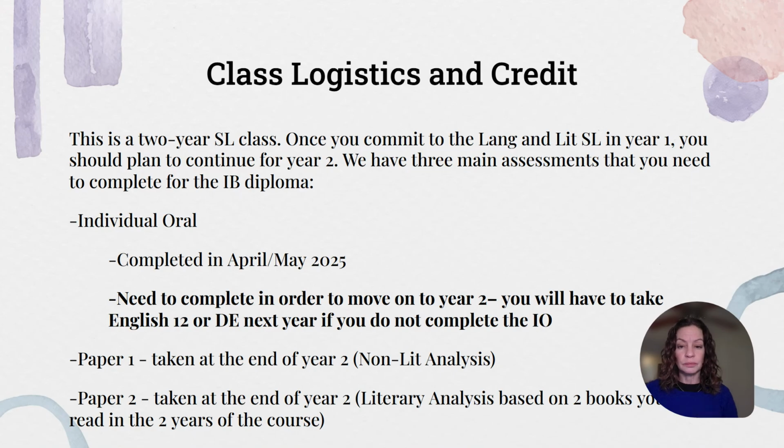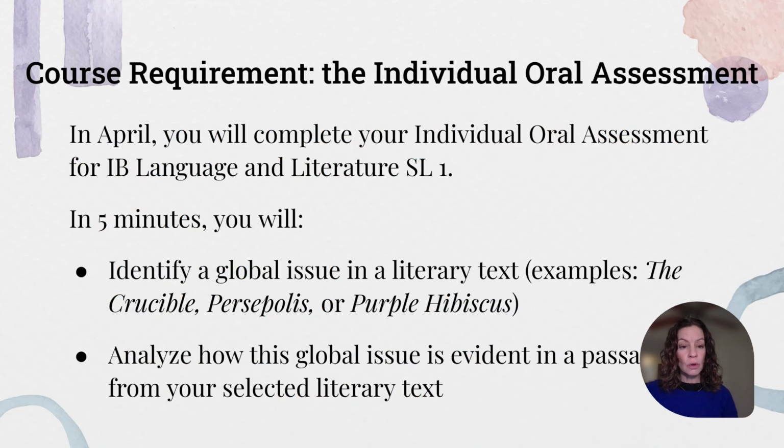For the individual oral, which takes place in the junior year, students are expected to speak for 10 minutes. They first create a global issue that's tied to one of the literary works that we've studied, and we work through this global issue together, and students talk about this, and it's a process that they create. They choose one of the texts that we've read, and they choose their global issue, and they discuss how that global issue relates to a passage from the text.